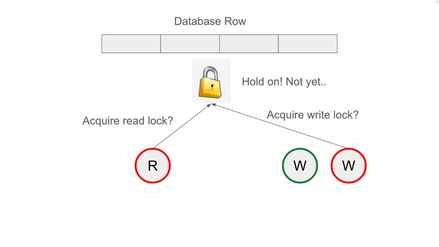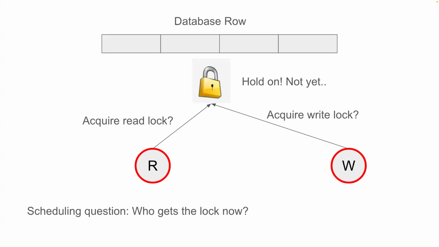So, quick question: when this writer is holding the lock, say two new threads come in. The first one is asking for a read lock. Second one's asking for a write lock. Can any of these threads get the lock? No, the write lock is an exclusive lock. You cannot allow them.